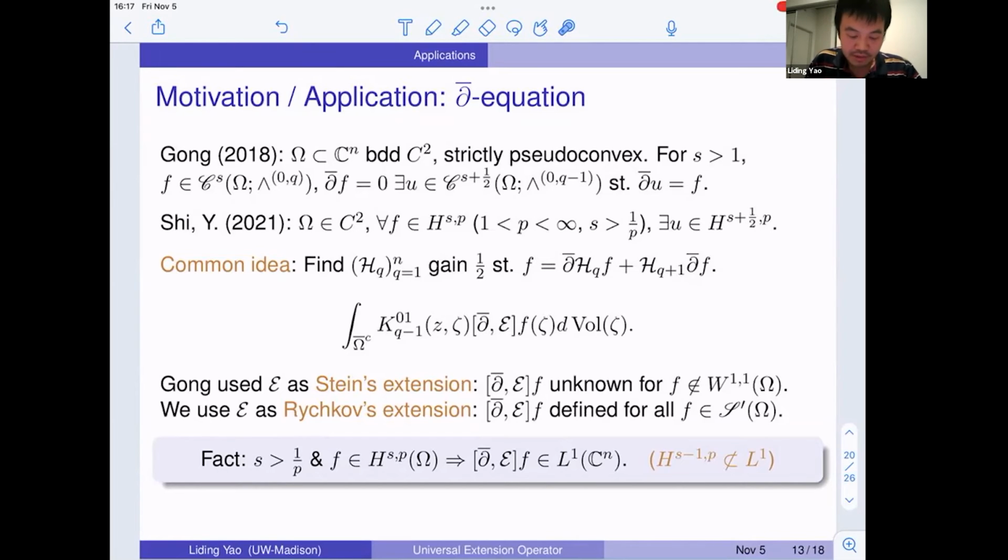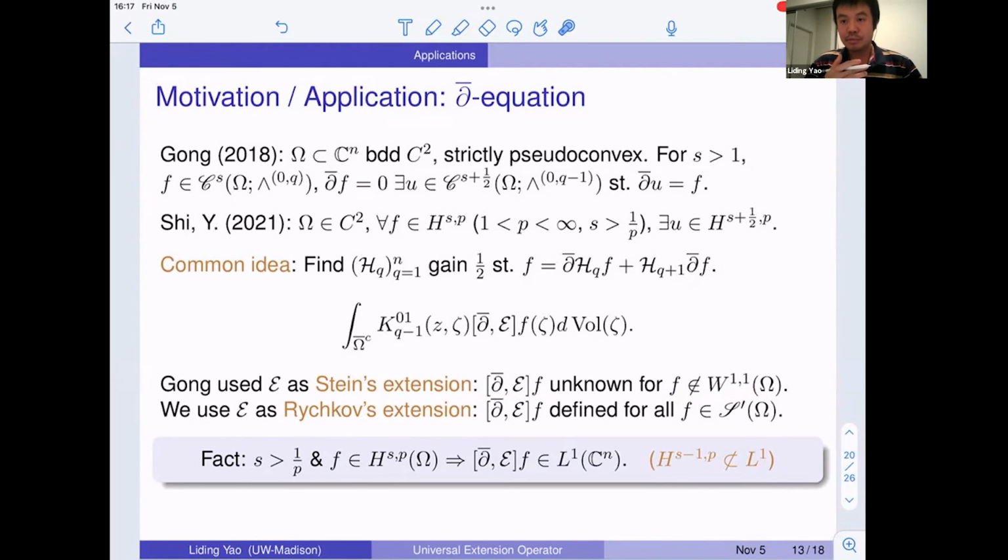So as I said before, when we talk about Stein's extensions, if the function is not L1, then probably we cannot define the Stein's extension. And that's actually the difficulty of Gong's result: if s is smaller than or equal to 1, then it's very likely the function f is not W^{1,1}. And f not being W^{1,1} means that we probably cannot take commutators on f.